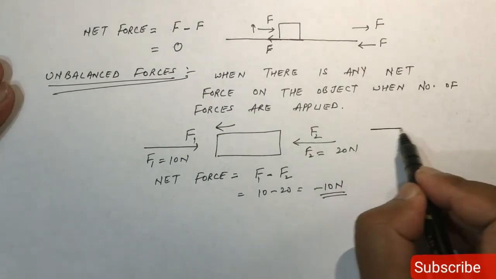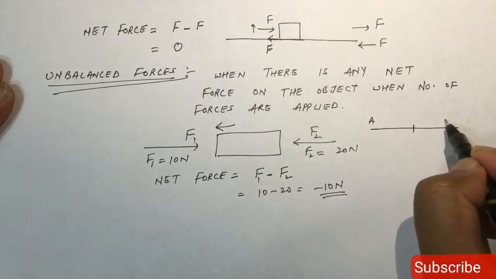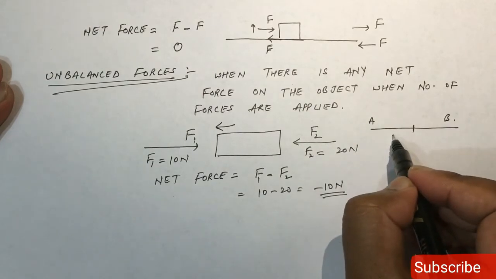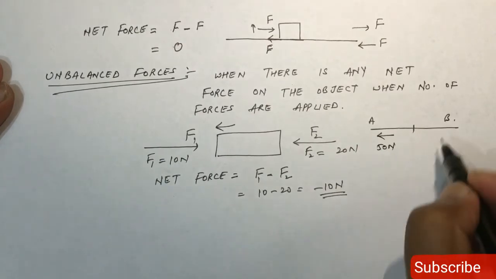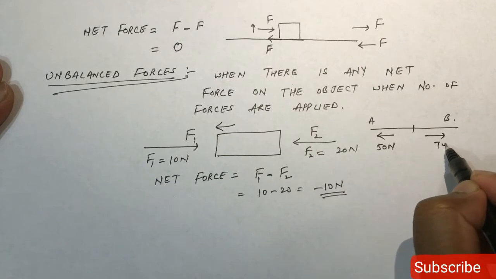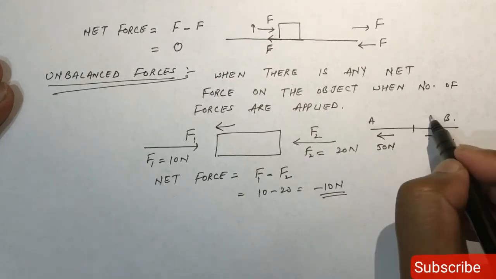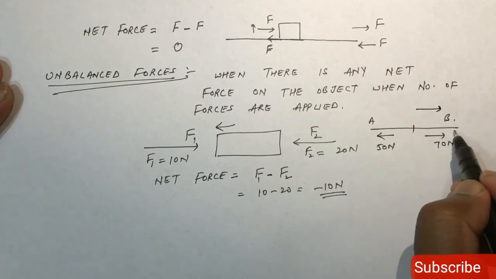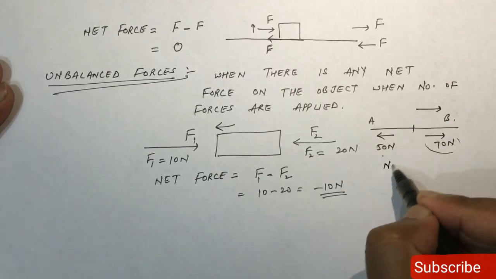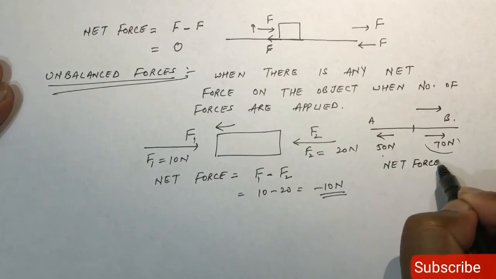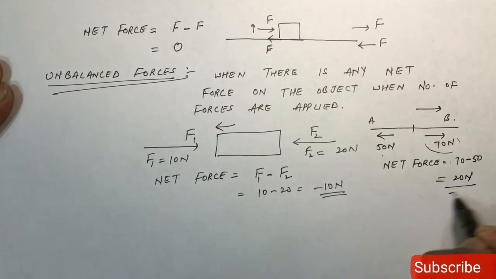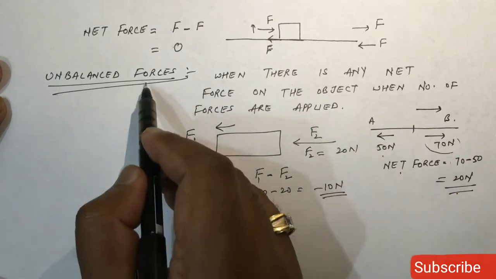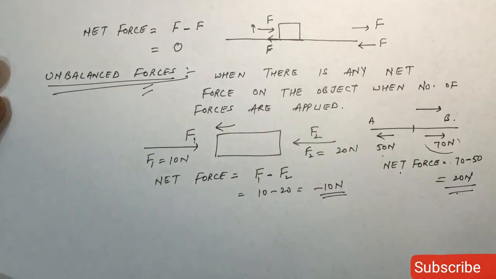If you talk about tug of war again, you have two teams, team A and team B. This team pulls the rope with 50 Newton and team B pulls the rope with 70 Newton. So in this case the rope will go to side B because this force is greater than this force. So the net force in this case becomes 70 minus 50, which is equal to 20 Newton. When there is net force, then we can say the forces are unbalanced. Clear?